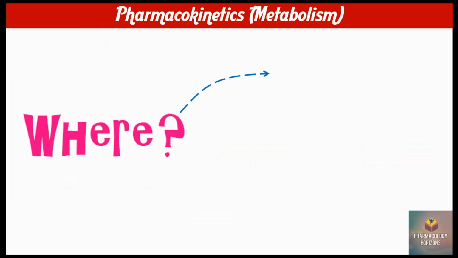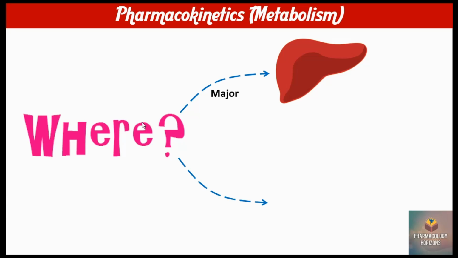So, to the second question: where does metabolism happen? Metabolism majorly happens in the liver, however it can also occur in other tissues according to the presence of the enzymes. So many chemicals may be metabolized in the kidney, lung, or even on the surface of the small intestine.